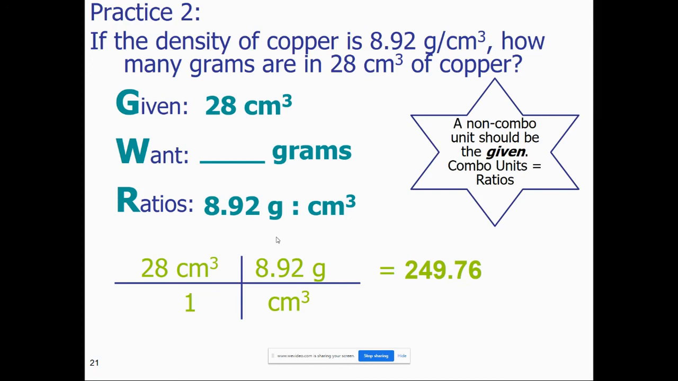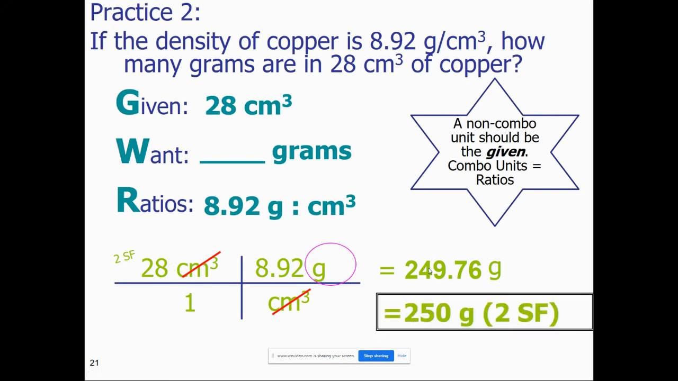Make sure our units are correct. We're trying to find grams. Oh, look, our centimeters cubed cancel out. What's left? Grams. Oh, those units are correct. Now, we have to look at significant figures. We have 2 significant figures here. We have 3 significant figures here. Because this is multiplication, we go by the least number of significant figures. So it's 2. That 249 becomes 250 grams, with 2 significant figures.